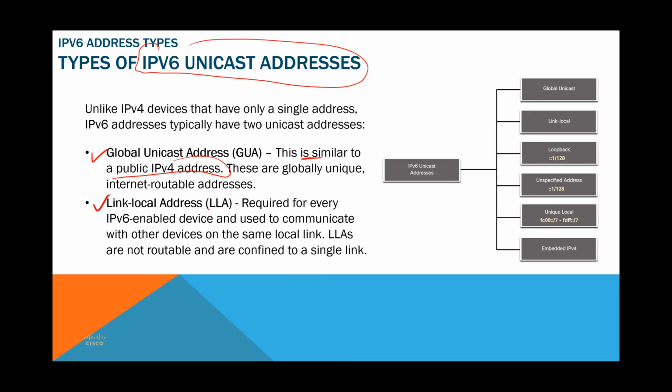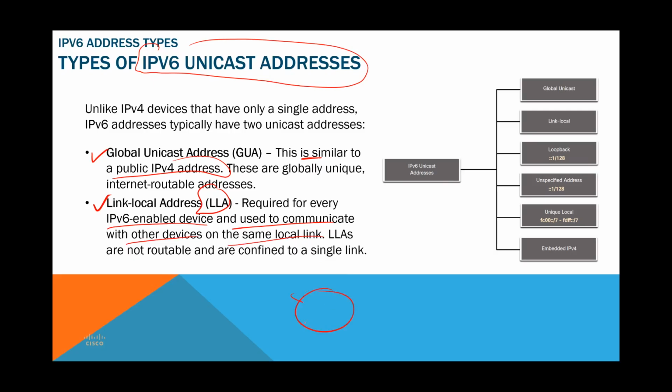So link local address, it's another address you need to know about. What is this one used for? It is required for every IPv6 enabled device. Take notes. And it is used to communicate with other devices on the same local link. Let me give you an idea of this. I demonstrated it in that particular class that I mentioned.